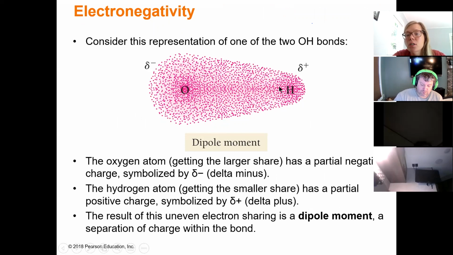So here I've got oxygen and here I've got hydrogen and all these random pink dots. This is a probability cloud of where we would expect the electron to be. We would expect the electrons to hang out more around the oxygen because oxygen has a higher electronegativity, it is greedier. So when you have this imbalance in sharing, this dipole moment, we get what's known as a polar bond. Okay, dipole moment, also sometimes called a polar bond.